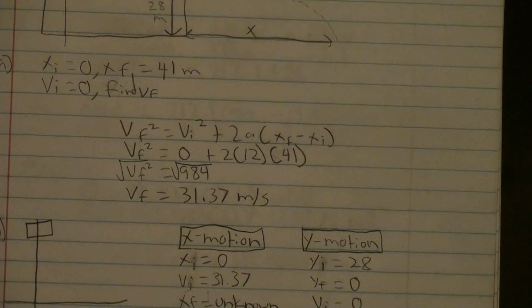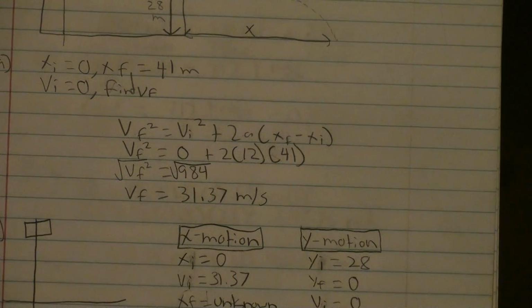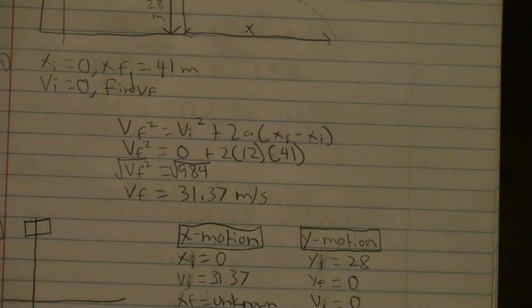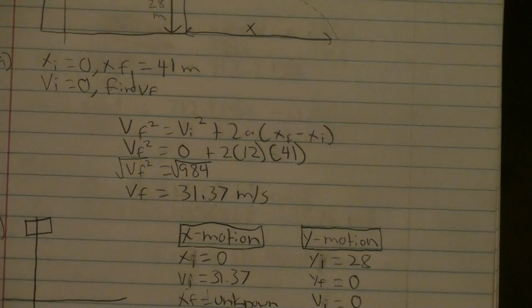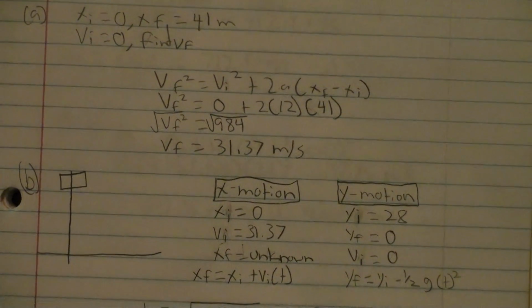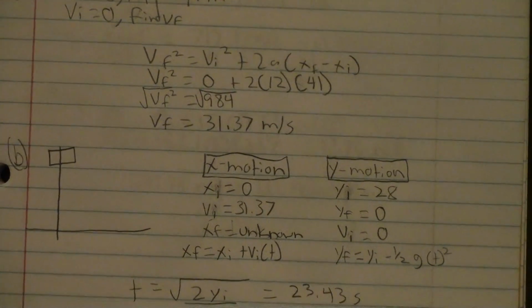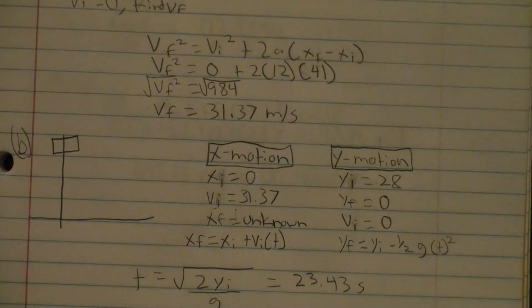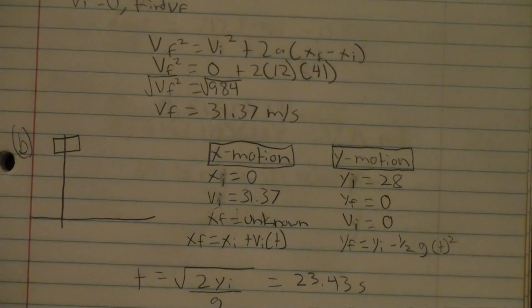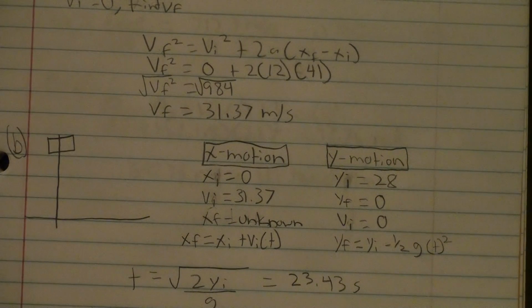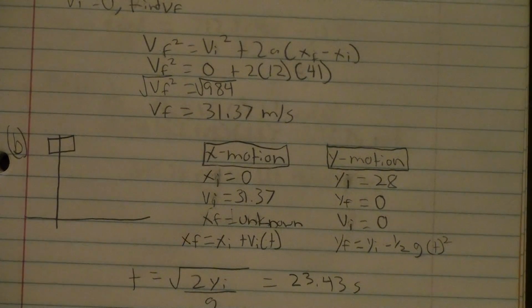Now again, part B was asking, suppose that the block leaves the elevated surface and lands on the ground 28 meters below. How far from the elevated surface does the block actually land? Well, the first thing that's needed to be done here is find out the forces and everything in the x and the y directions. So the initial x is equal to 0. The initial velocity is equal to 31.37, and the final x is what's unknown.